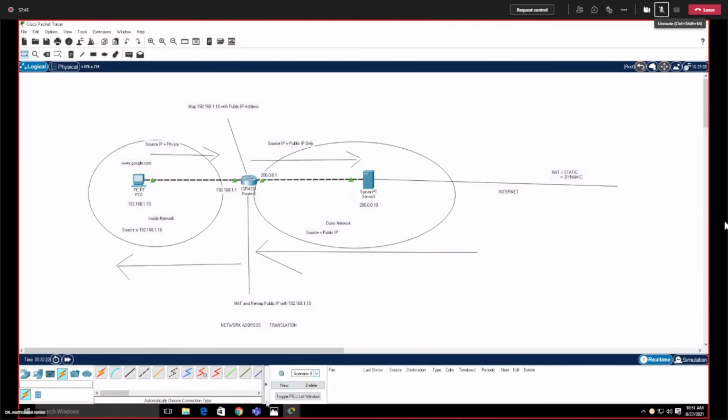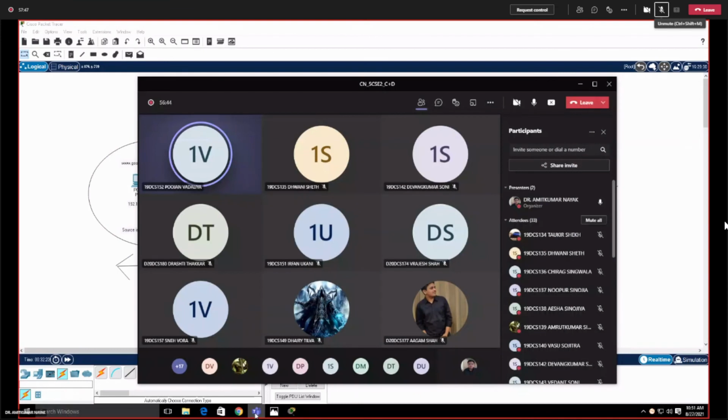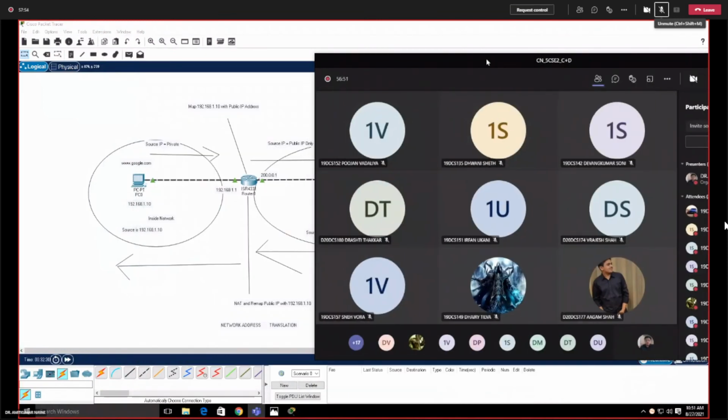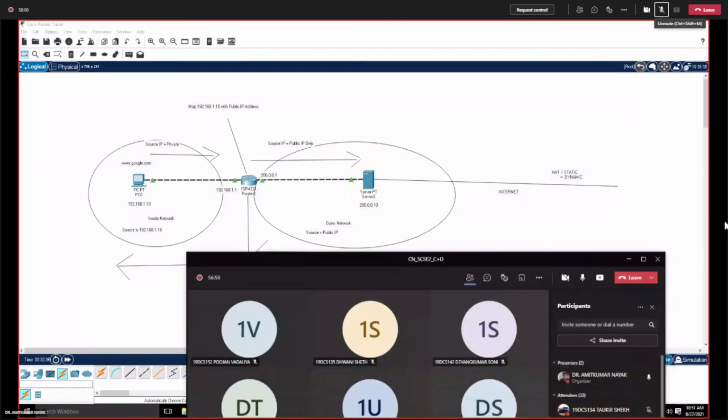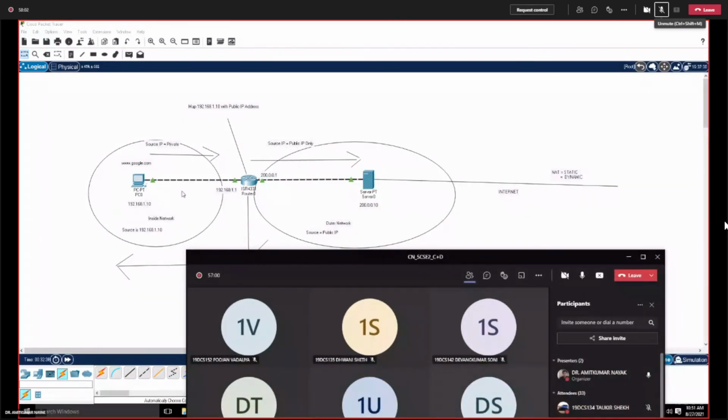Sir, to increase security. Yes. Okay. We are hiding the local network. You can see PC0 is part of the local network, and the server is part of the global network. So we are hiding the local network. The local network is not known to the internet.